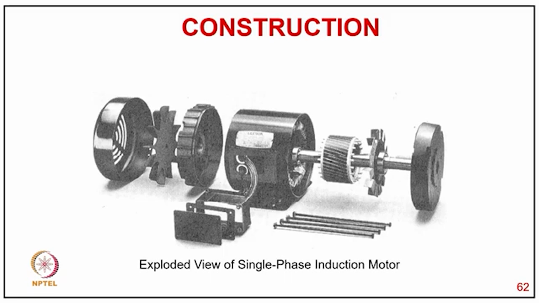You can see an exploded view of the single phase induction motor with the squirrel cage. So with the side plate, then cooling fan, then you have a squirrel cage rotor, then you have typically the stator with the winding with thermal box, then you have another side cover with the cooling and the side cover.